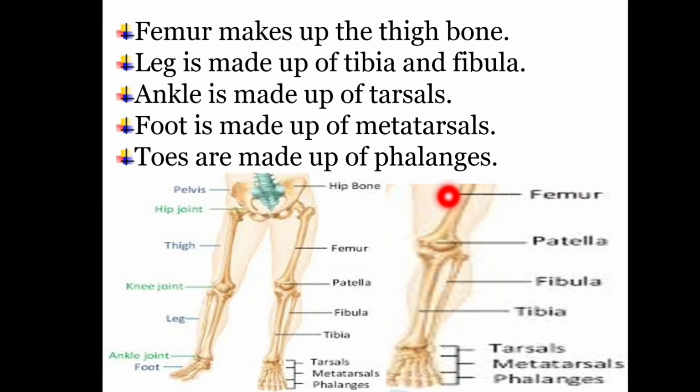So the femur makes up the thigh bone. The leg is made up of tibia and fibula. The ankle is made up of tarsals. The foot is made up of metatarsals. And the toes are made up of phalanges.